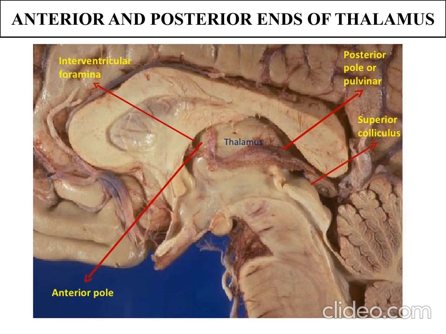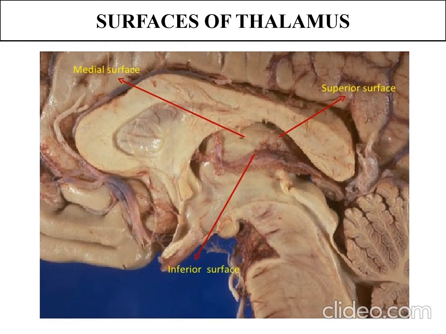Here we will see the ends of the thalamus. The anterior end is narrow, whereas the posterior end is broad, which is also called the pulvinar. And here are the surfaces of the thalamus. We can see the medial, lateral, superior and inferior surfaces.